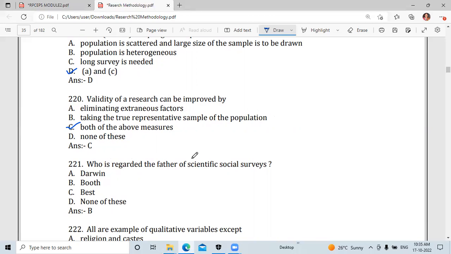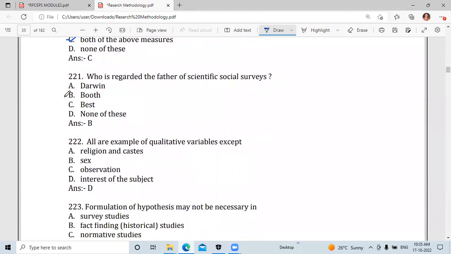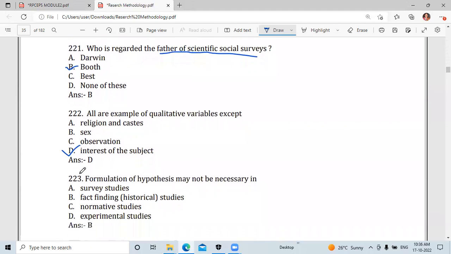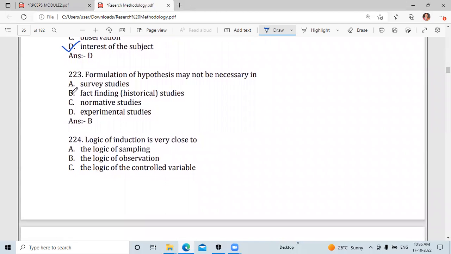Who is regarded as the father of scientific social survey? That is B, Booth. Booth is the father of scientific social survey. All are examples of qualitative variables except the interest of the subject. Formulation of hypothesis may not be necessary in fact finding studies.